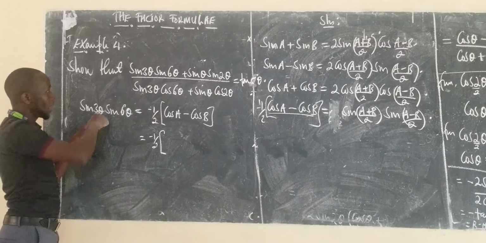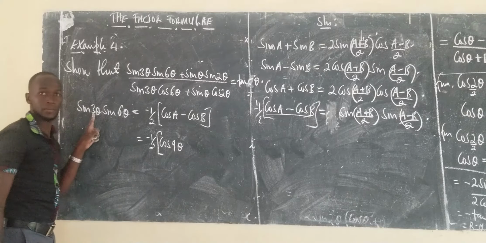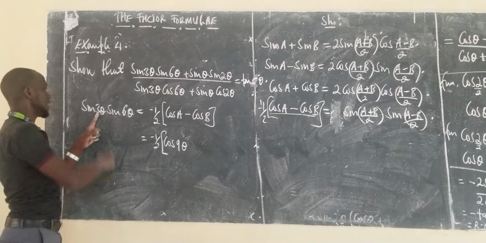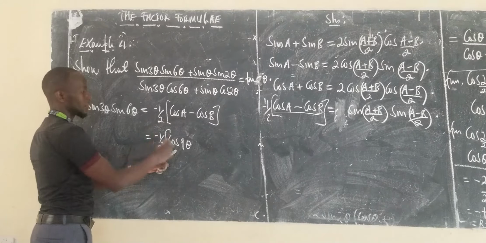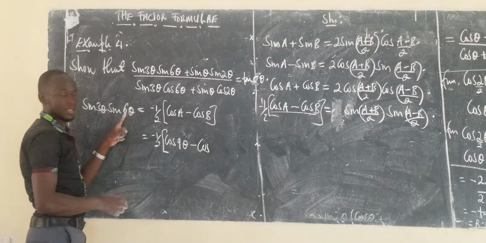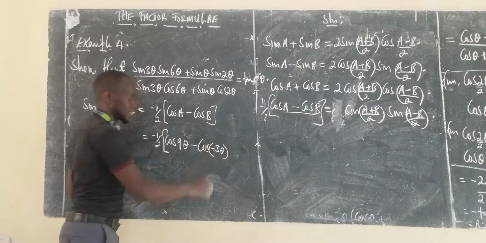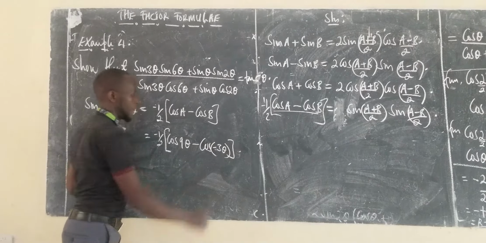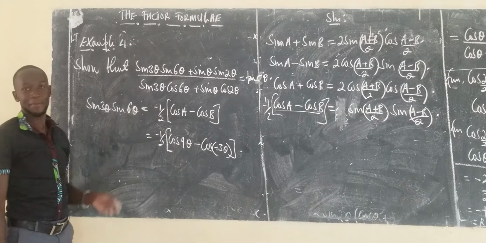3 theta plus 6 theta, so you realize it is cos 9 theta. Then 3 theta minus 6 theta, because we know it is a difference of two cosines, minus cos of 3 theta minus 6 theta, which is negative 3 theta. Remember, this is not affected by a negative. So practically, this is what they wanted here.